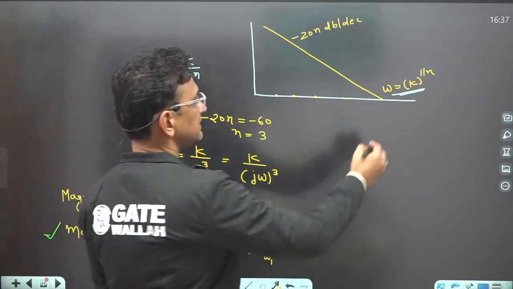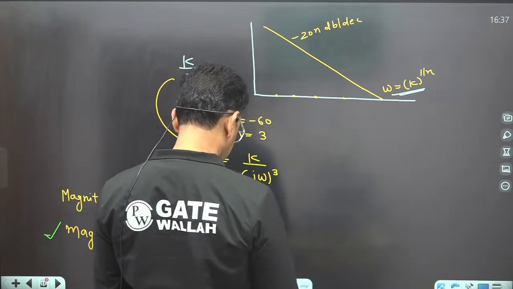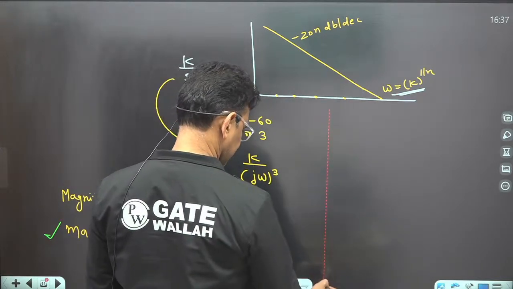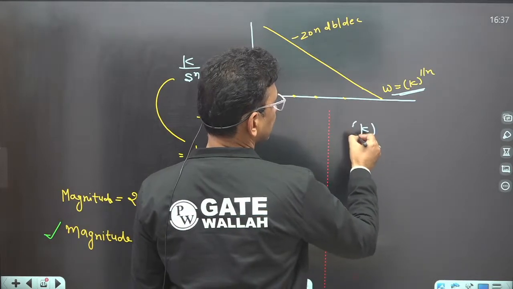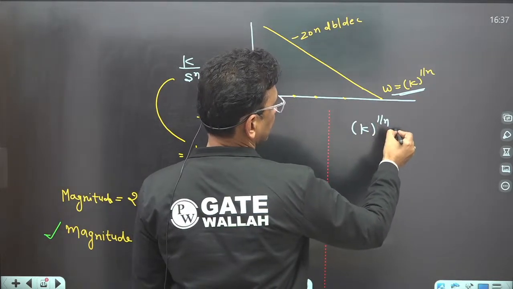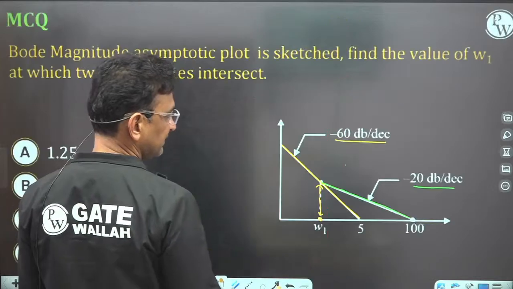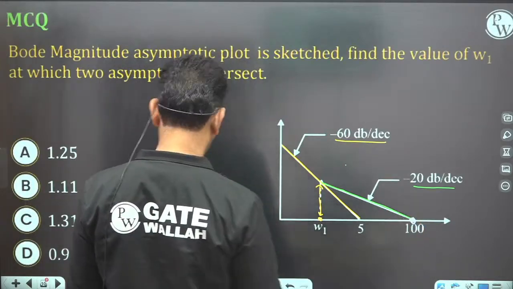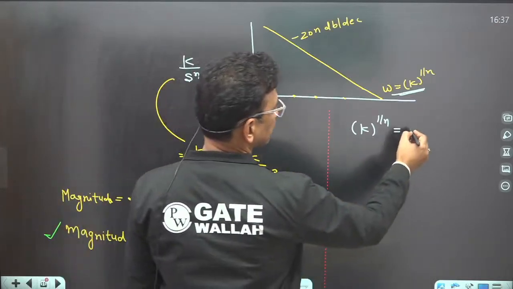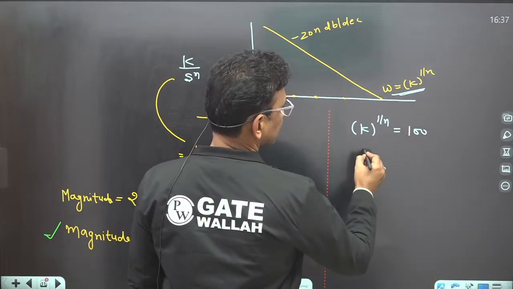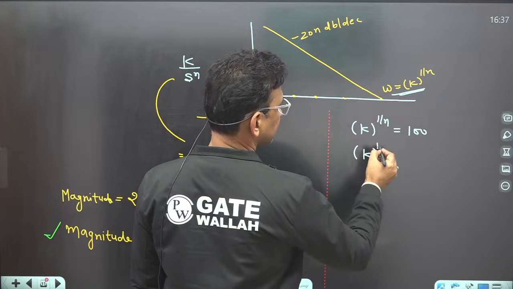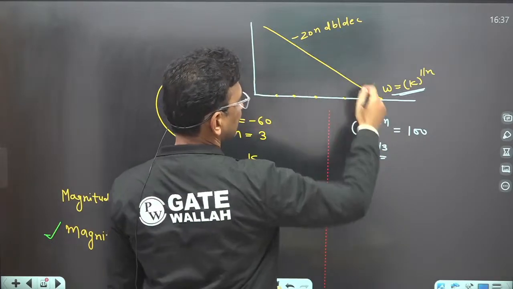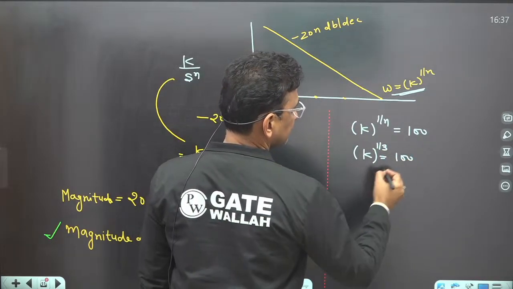See, this frequency is k raised to the power 1 upon n. Clear? This frequency is k raised to the power 1 upon n. And in the Bode plot, this frequency is already given. It is nothing but 100. So k will be, and n is 1 by 3, already found out.